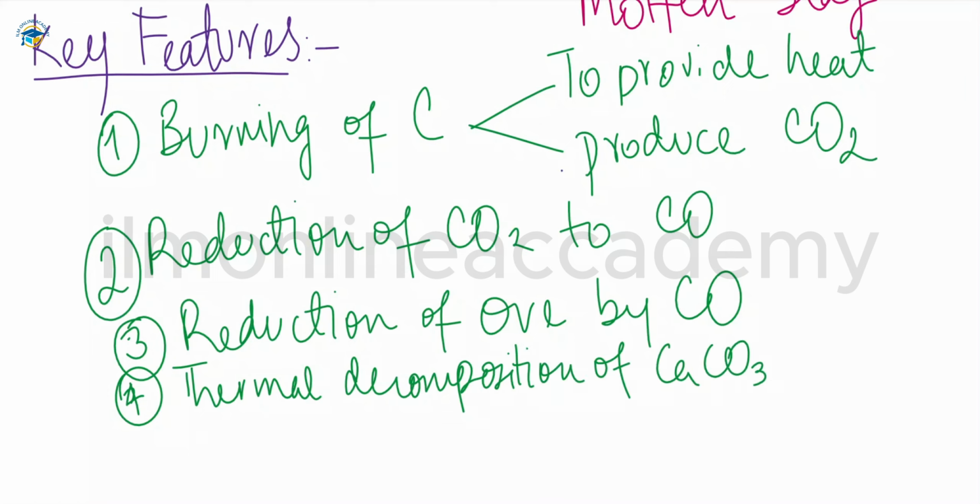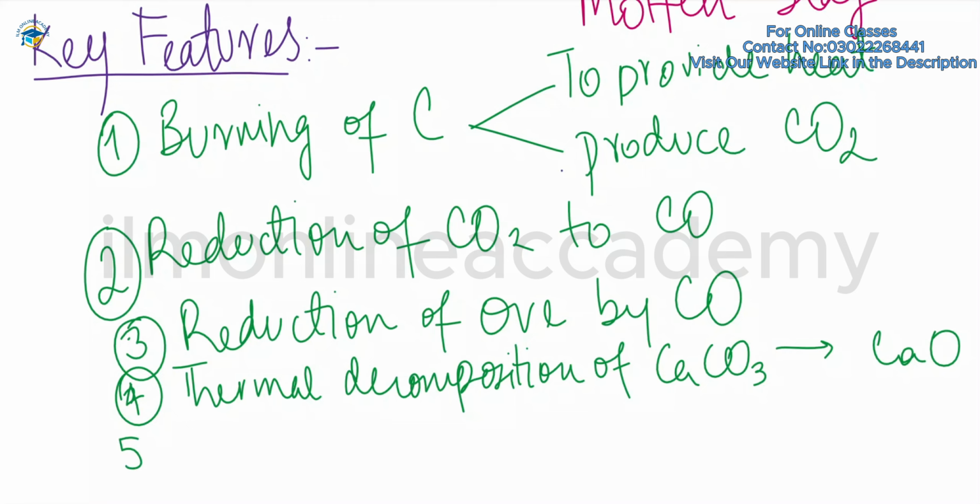We have the thermal decomposition of calcium carbonate to produce quicklime, CaO, and carbon dioxide is also released. The quicklime is used to remove the impurities that are produced in this, and that impurity is the slag that is formed. Molten slag is there. So we use the quicklime here for the purpose of removing the impurities.